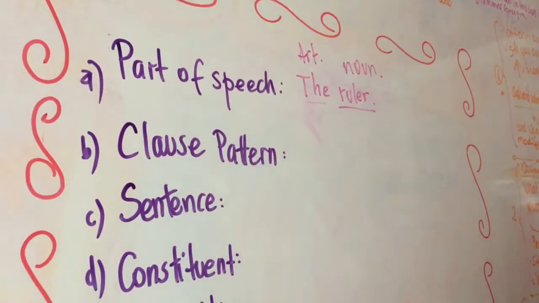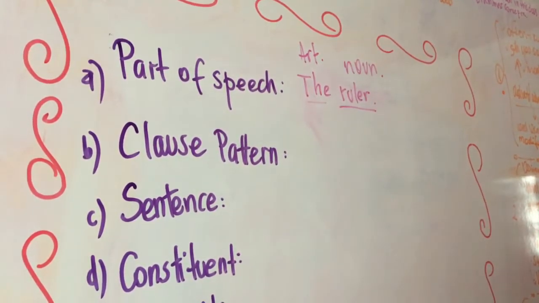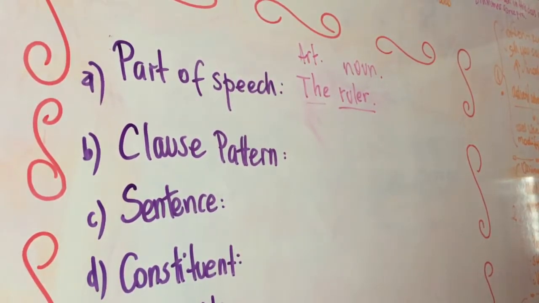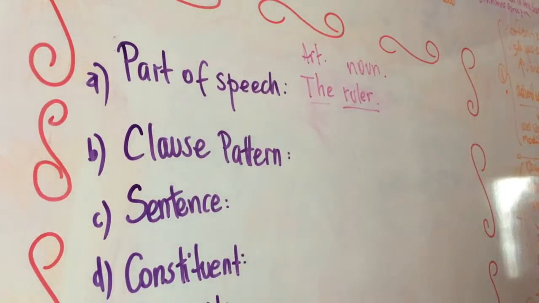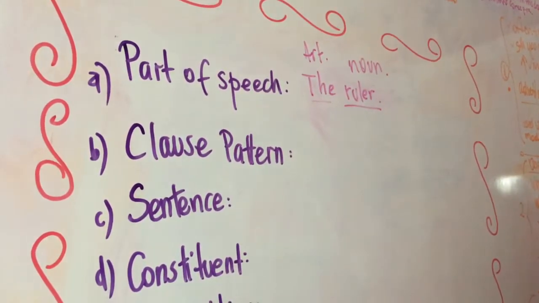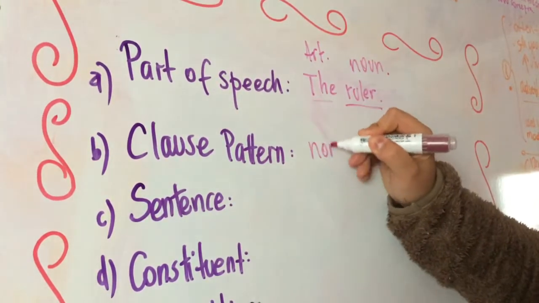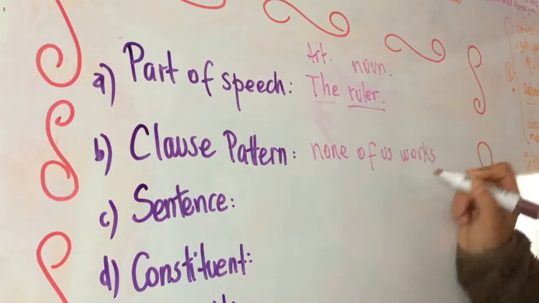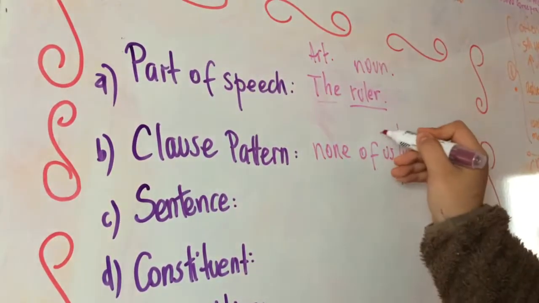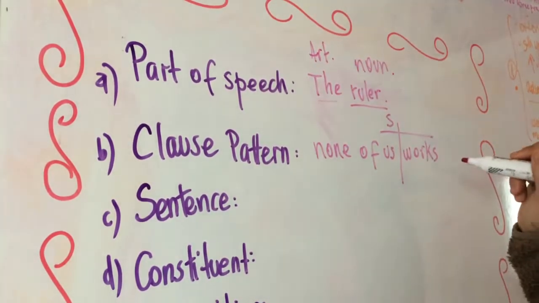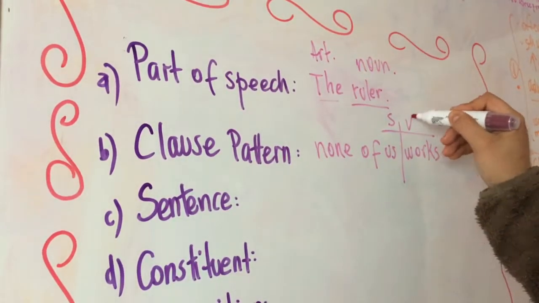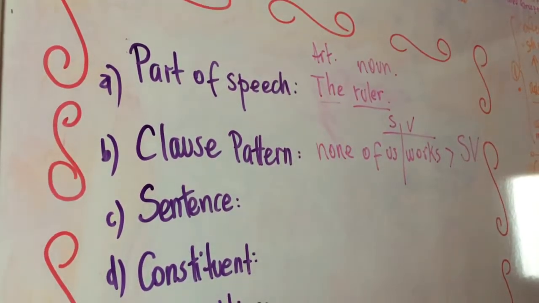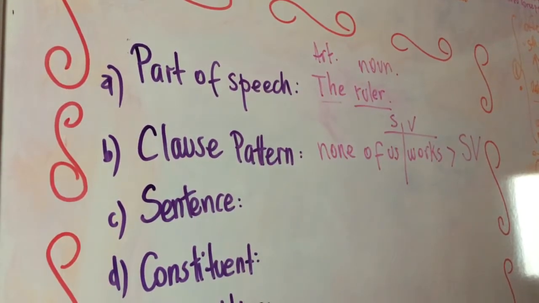Letter B, clause patterns. Clause patterns are structural frames where a situation we want to describe is molded into something that we follow. For example, we have "None of us works," and we divide it into a subject and then we have a verb. Here our pattern is SV. Depending on the sentence, we have a different pattern.